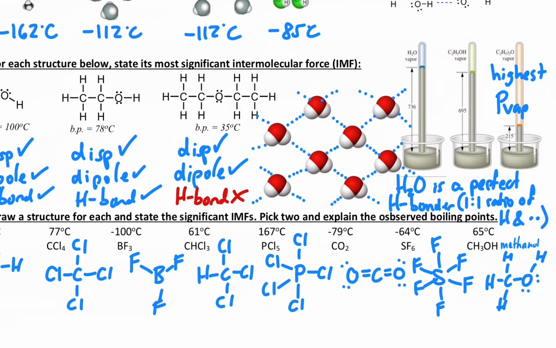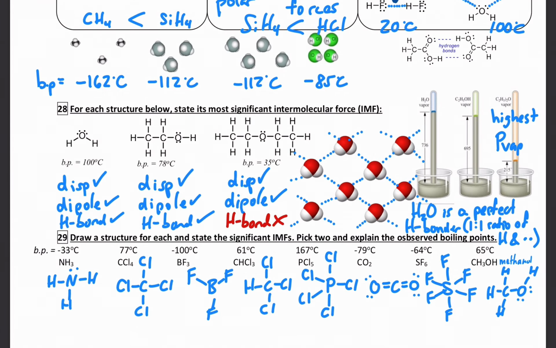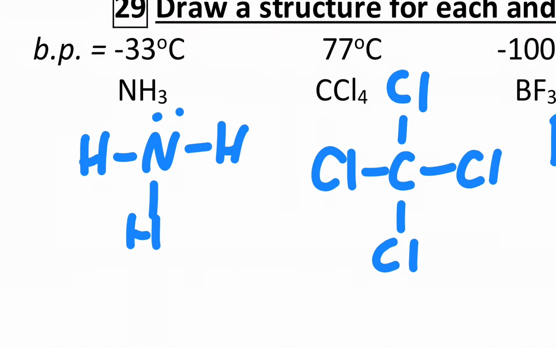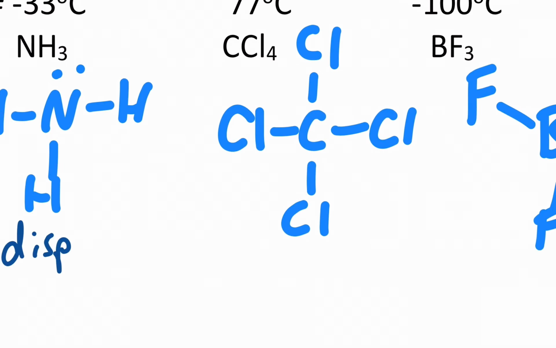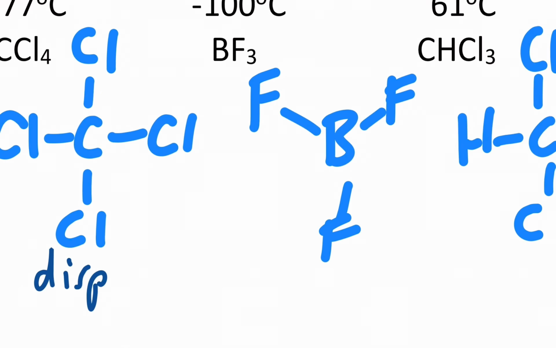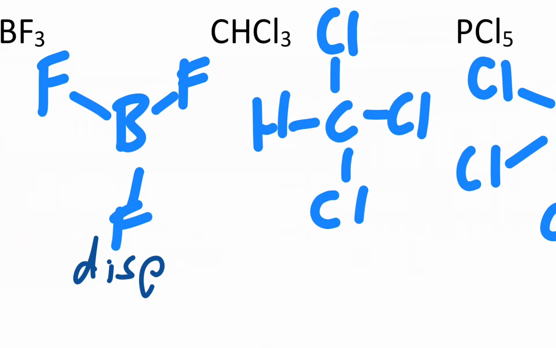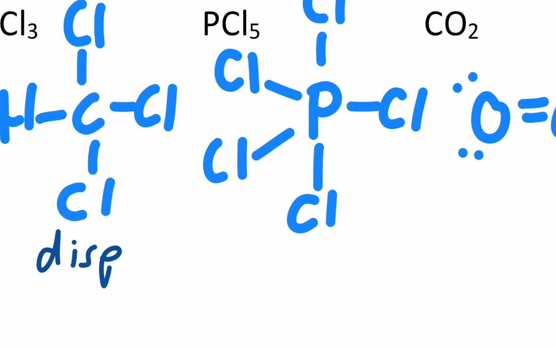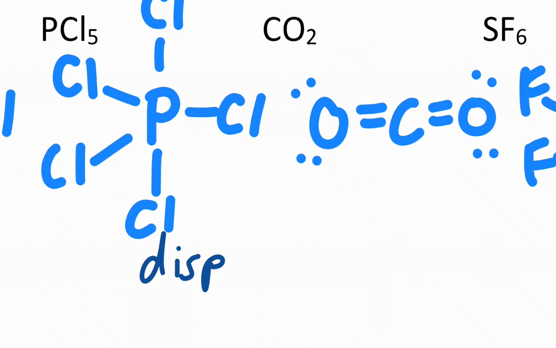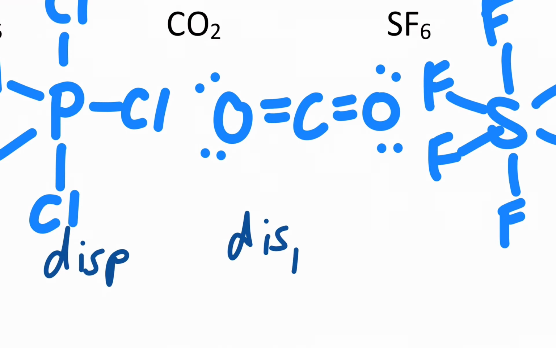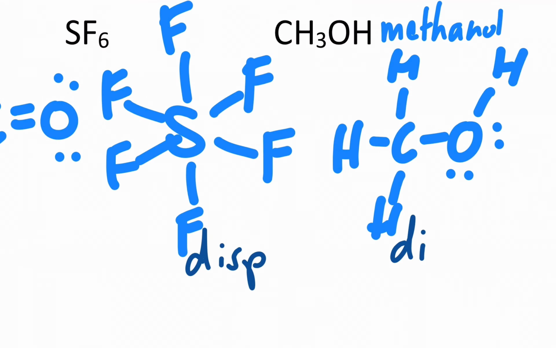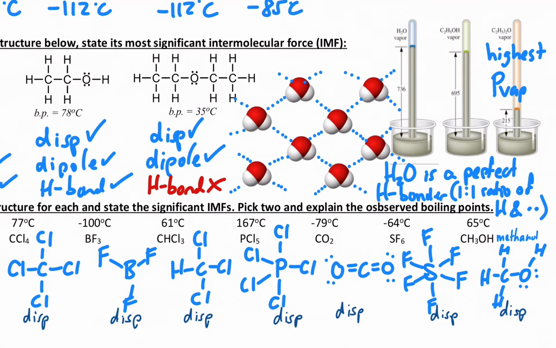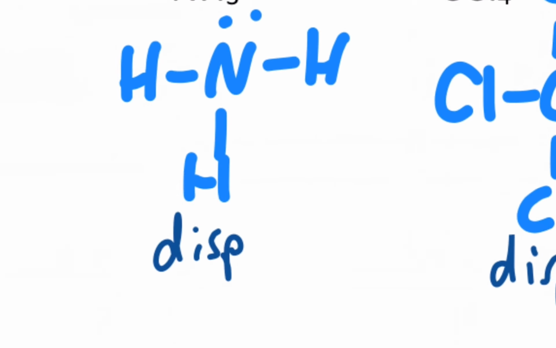Okay, so what IMFs do we think these molecules will have? Well, everybody's got dispersion. So I'll go ahead and write it. Dispersion, dispersion, dispersion, dispersion. Go ahead and write them down. They all have it because they're all molecules, which means they have electrons that are capable of polarizing and creating induced dipoles.